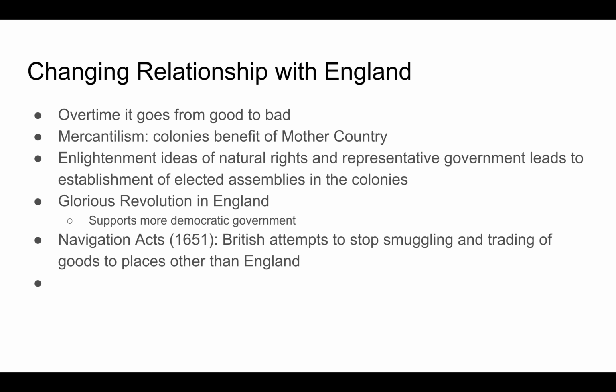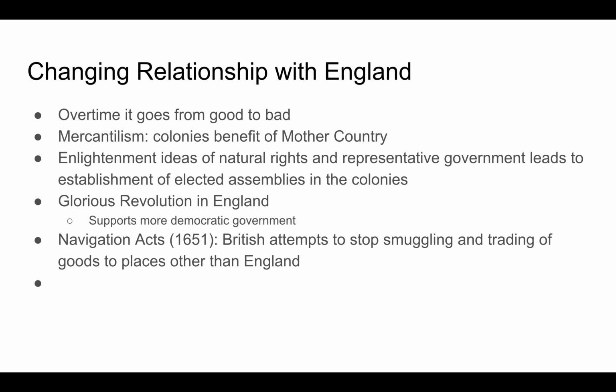On top of that, the political situation in England changes from when the colonies are first settled to the turn of the 1700s. So under the first colonies, King Charles I, even before him, and Elizabeth I, right? They're the ones who are in charge, and they're kind of absolute monarchs. They have a lot of power, a lot of influence.